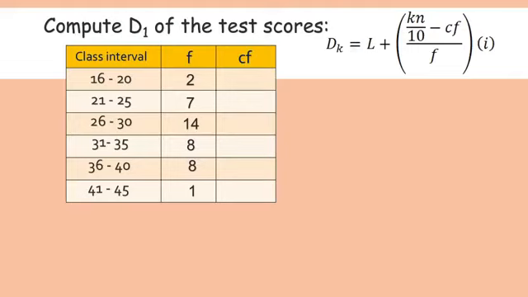So this will be another set of scores. So you have here, let's compute the first decile. So first thing is to determine the CF. So you have there 2, then you have 9. Next to 9 is? 23. Next to 23?